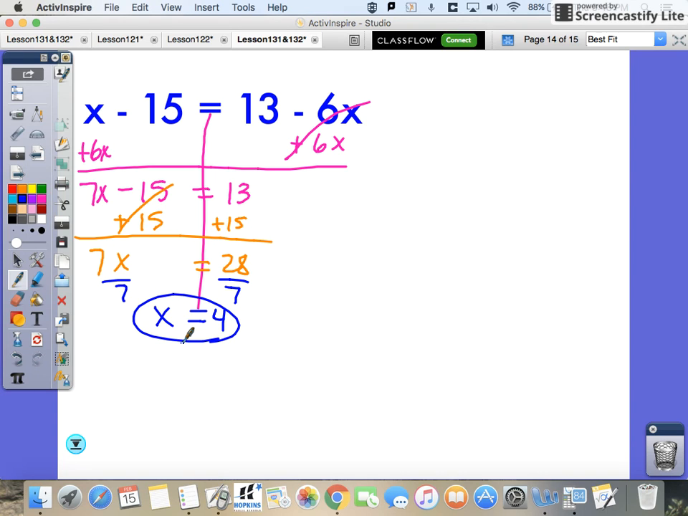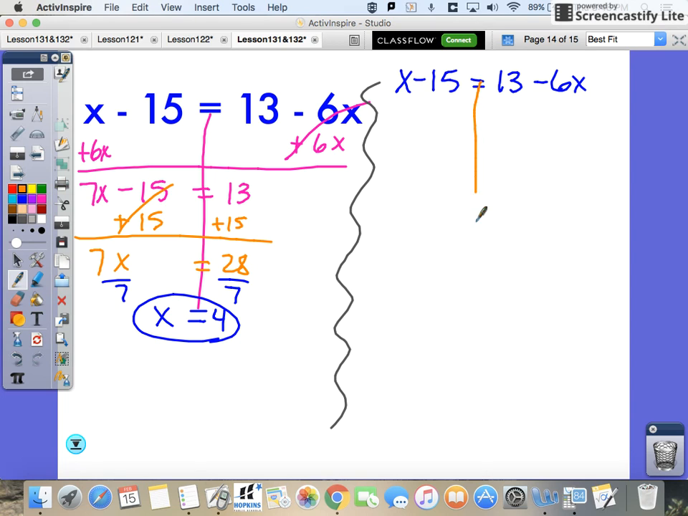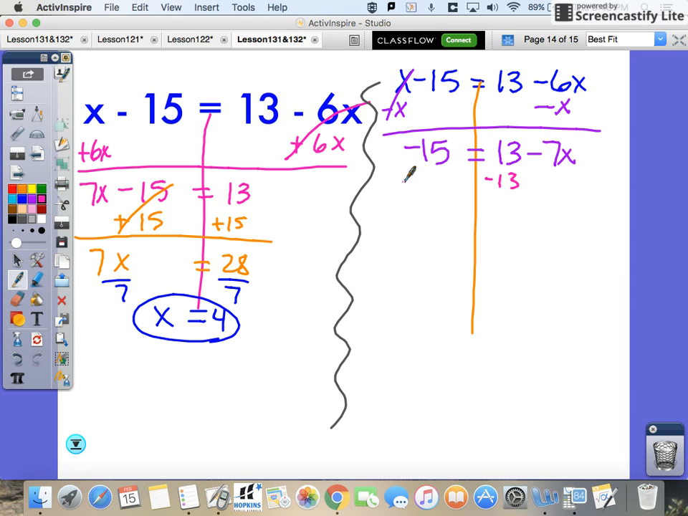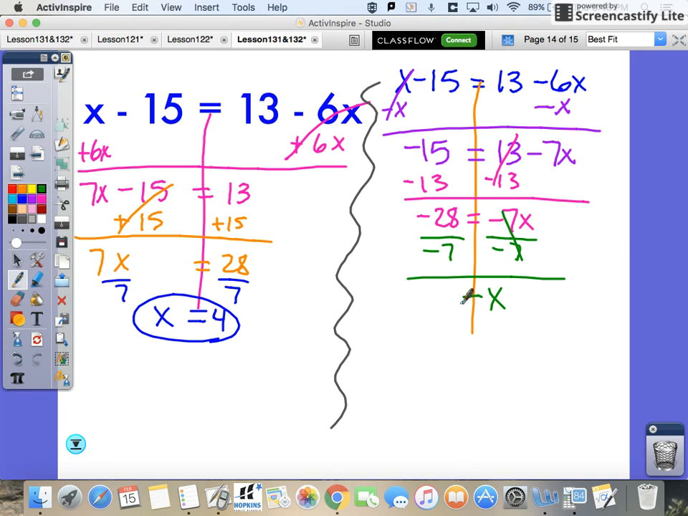Now let me show you what happens if you do it the other way. So some students don't like to follow rules like I make up. That's fine, I don't care at all. So they might want to move this. Well, then you have to minus x, you get negative 15 equals 13 minus 7x. Then you're going to want to minus 13, negative 28 equals negative 7x. Divide by negative 7, x is 4.